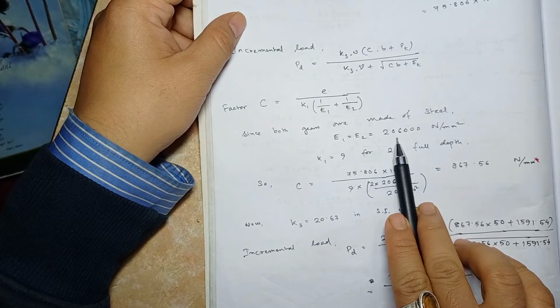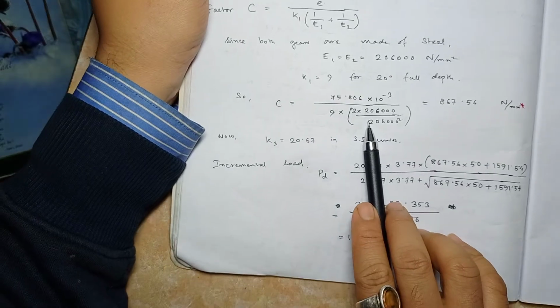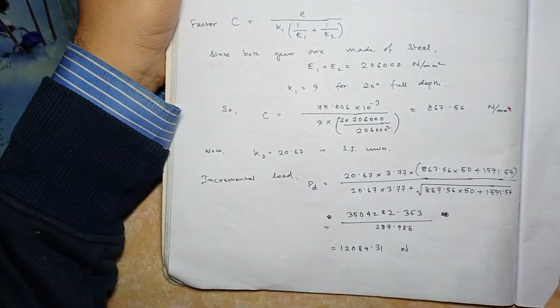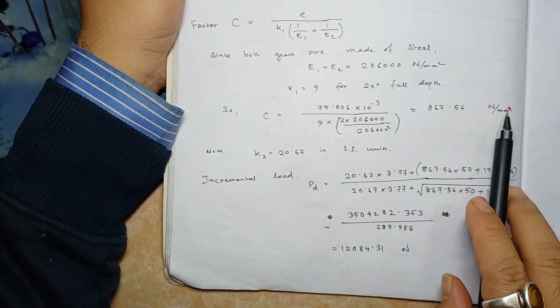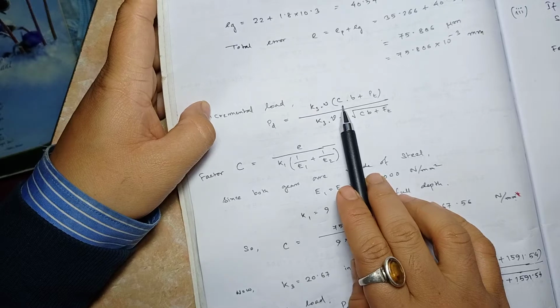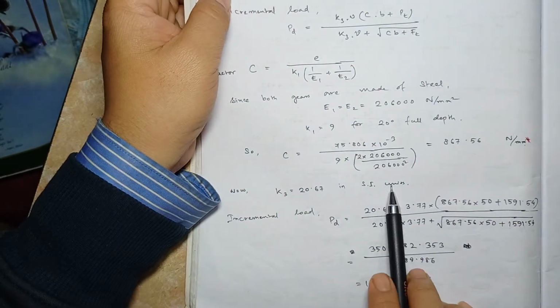So this is 206,000 Newton per meter square. Put them here and calculate C. C is around 867, in Newton per millimeter, not millimeter square. Now put this value of C here. B is 10 times module, PT is known, K3 is generally 20.67 in SI unit.